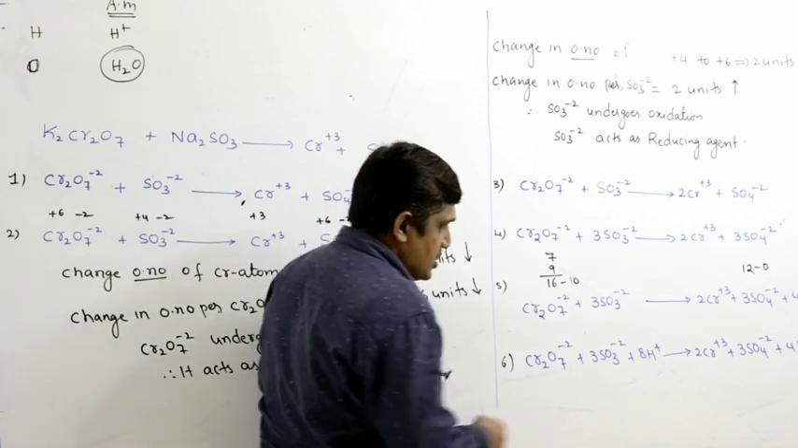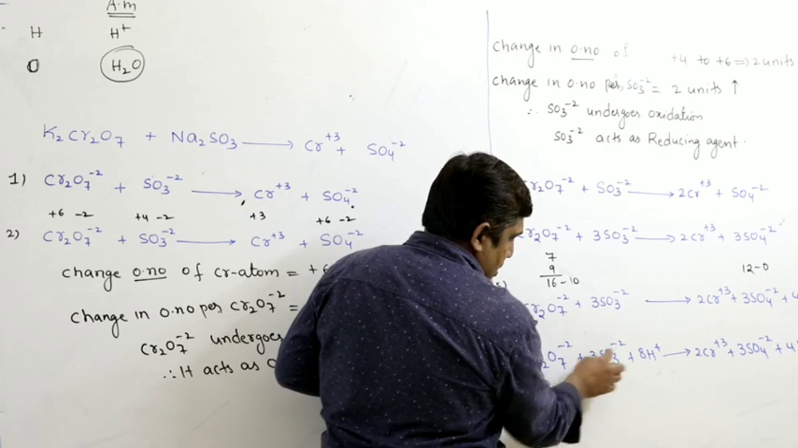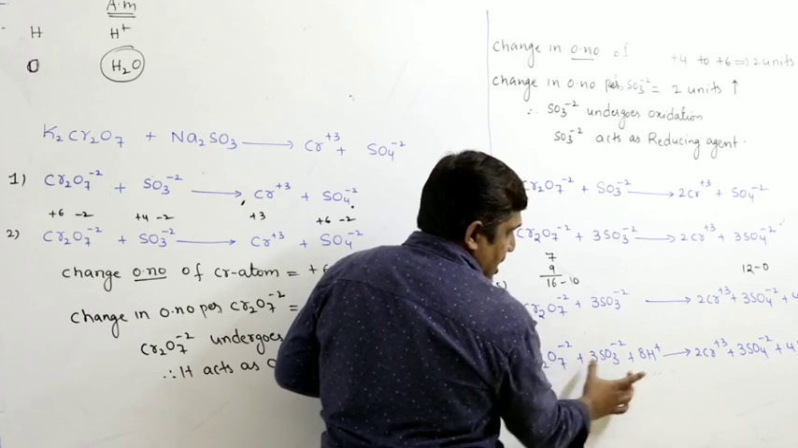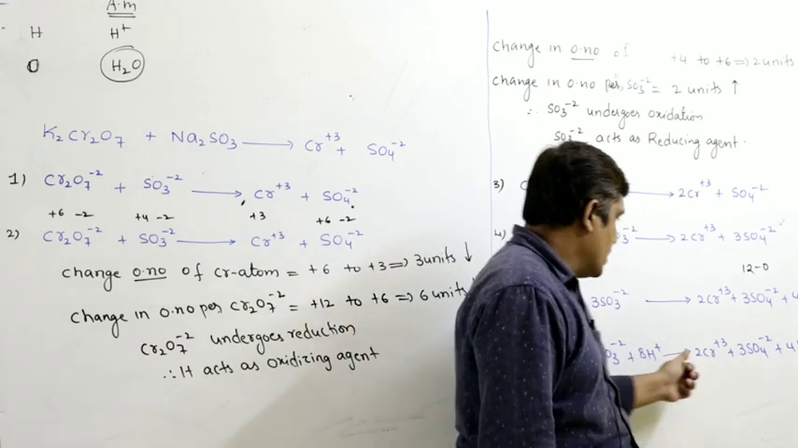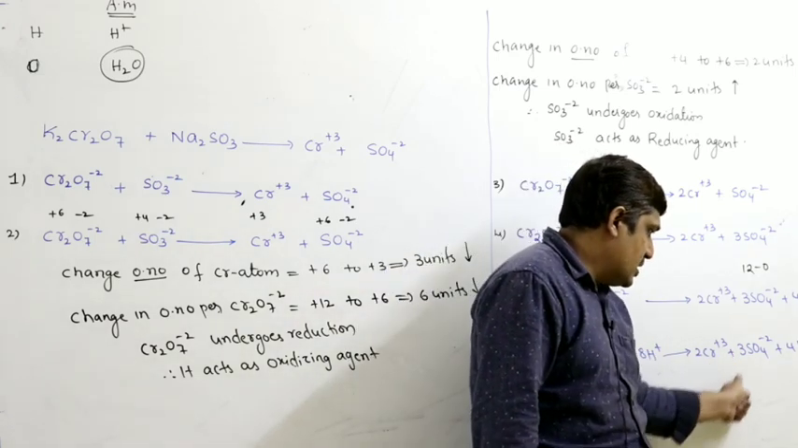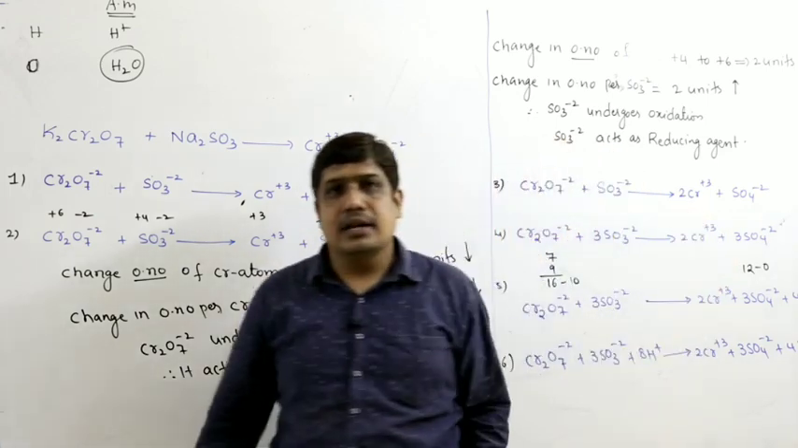Now if you see the charge, 8 protons, 8 positive charge, 3 into 2 is 6, 7, 8 negative charge. 8 positive charge and 8 negative charge cancel out, so the net charge will be 0. On the other side, 2 into 3 is 6 positive charge, 3 into minus 2 is 6 negative charge. So the charge is also balanced.